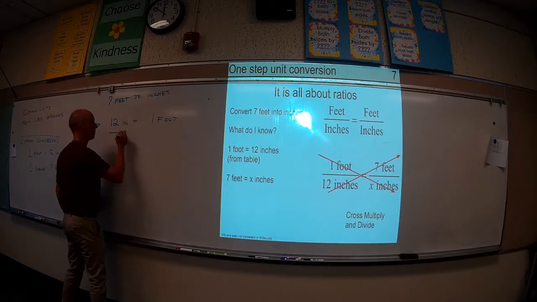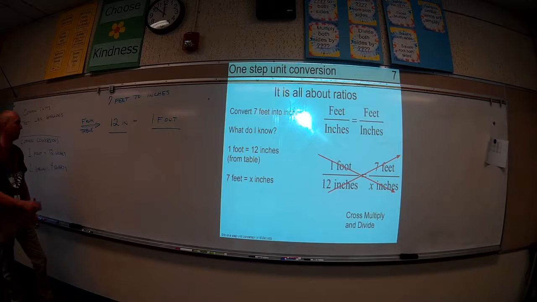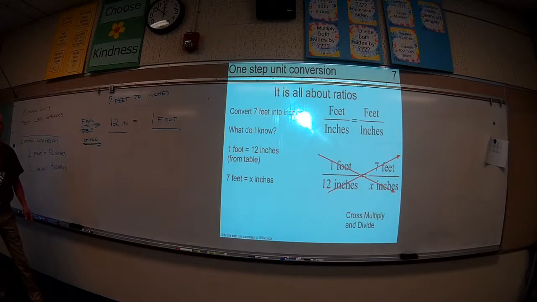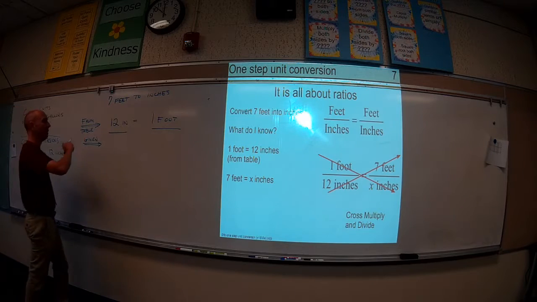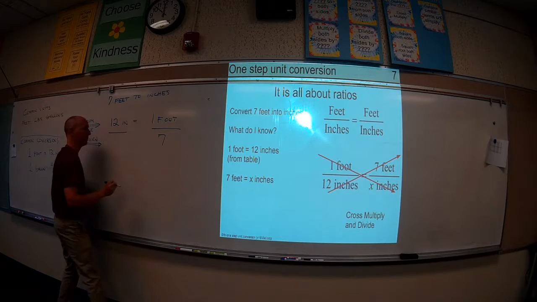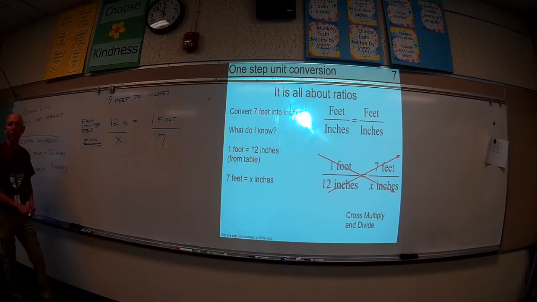Now we're going to turn it into two ratios. What was I given? 12 inches and 1 foot was off the chart. What did I give you, Chris? 7 feet. So where should that go, on the left or the right? It's going to go on the right. And this is the unknown that we're looking for.